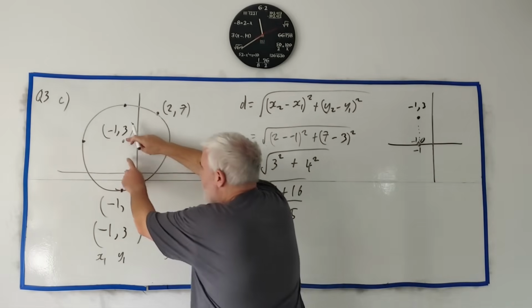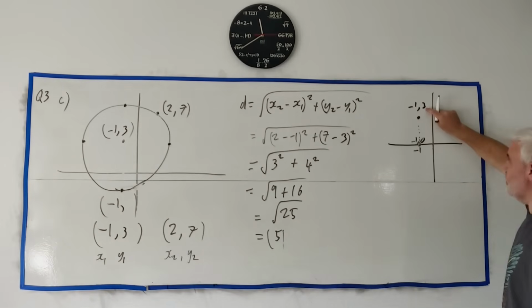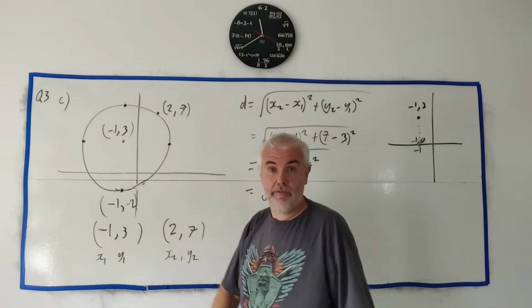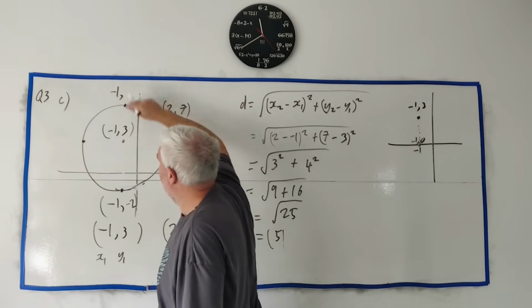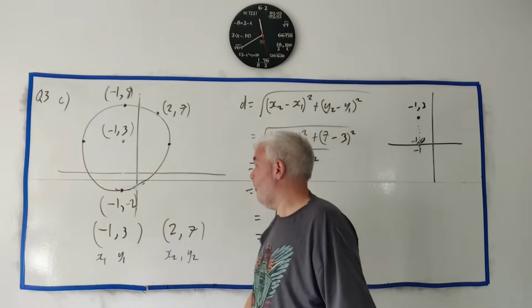It's 3 below it, another 2, so it's 5 below it. Take 5 away from this 3 and we get -2. That's one of the answers. What's 5 above this one? It's still -1. What's 5 above 3? It's 8. That's another answer.